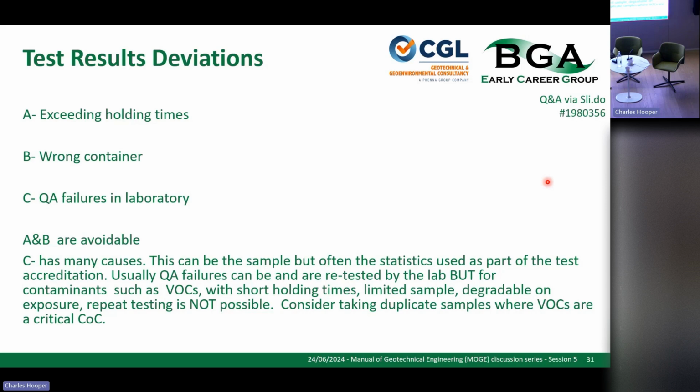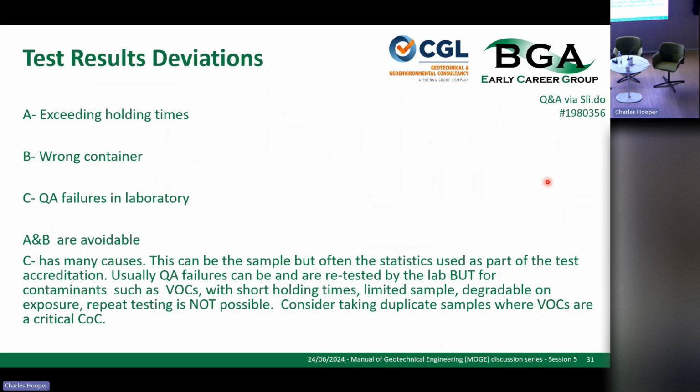If they have something that looks outside the norm, they are required to retest it. And they can only retest it if they have got a sample. So if it's VOCs, if you've only got one vial, they've opened the vial, they've done the test, it statistically doesn't match the rest of the testing, they have to retest it, and they've got no sample because it's been opened, so now it's dead in terms of testing time. So they have nothing to retest, so the results are deviating.